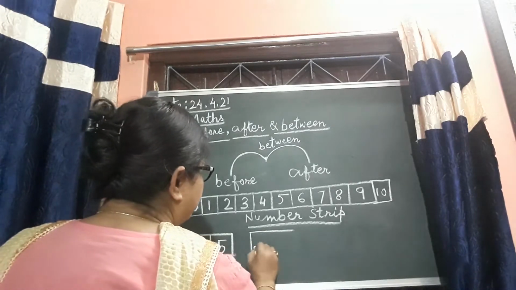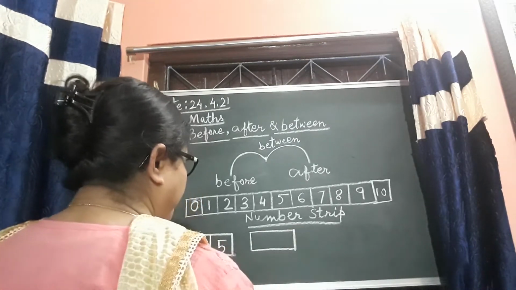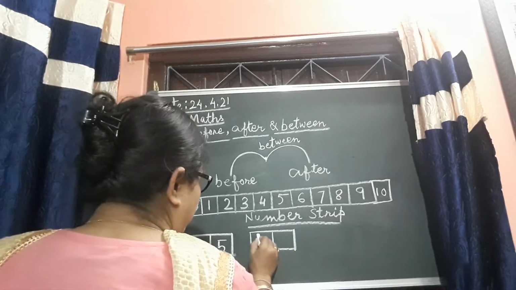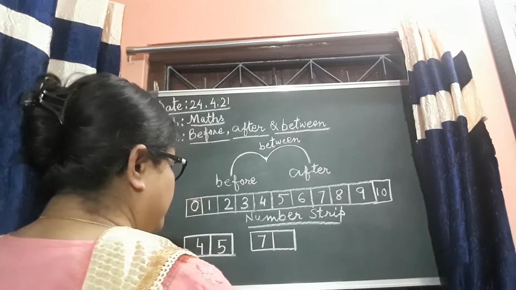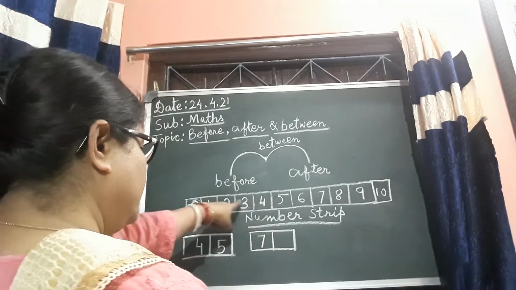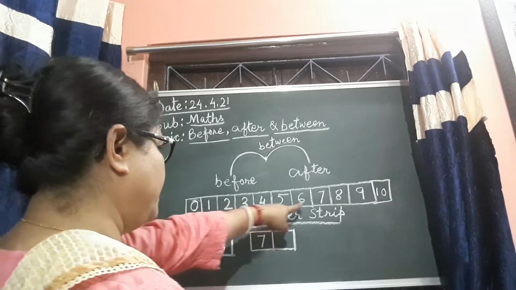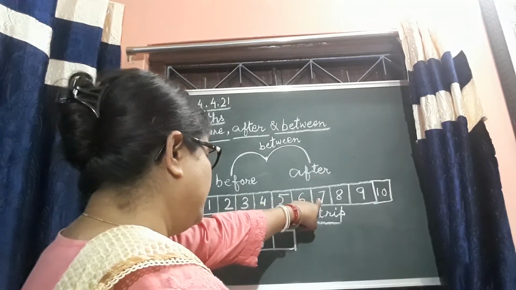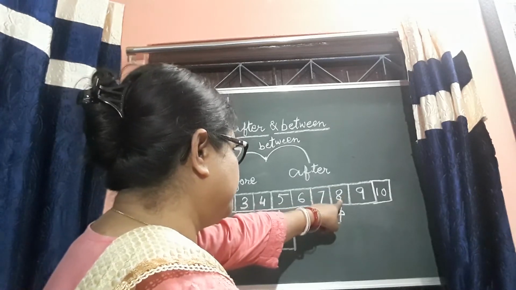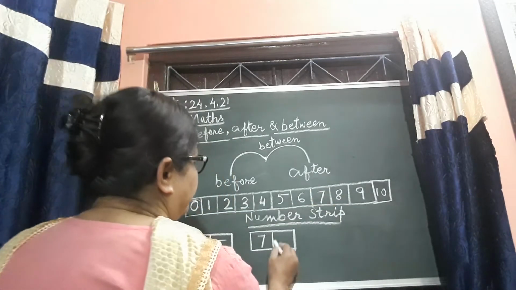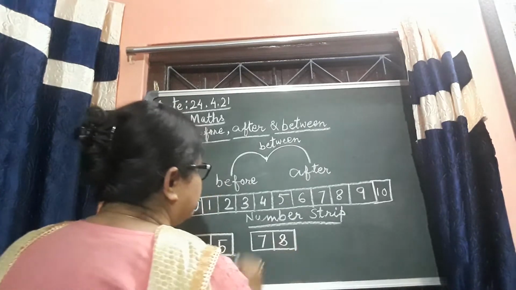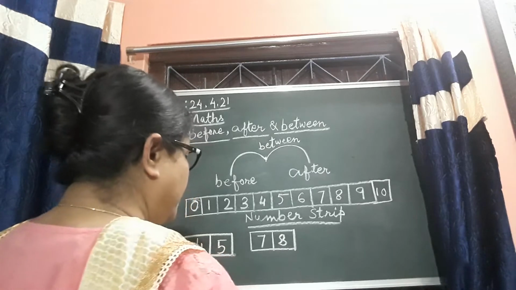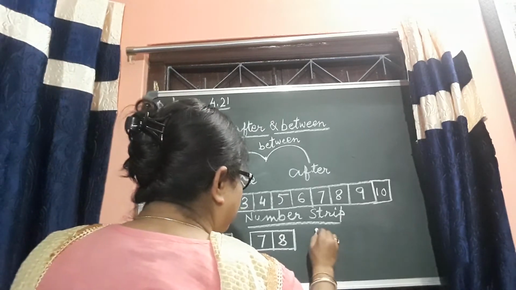Now I am taking another example. I am writing here number 7. Check the number strip. Which number comes after 7? Here is number 7. Which number comes after 7? And we will see where? Right side. So, number 8 is the right answer.